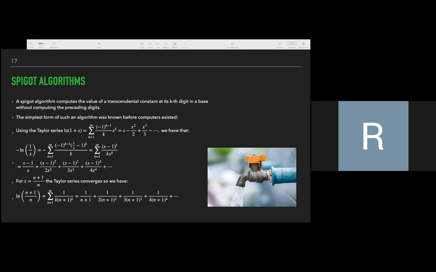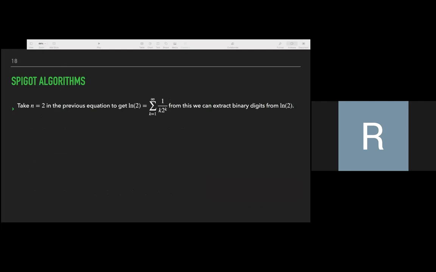ln of (n plus 1) over n equals the sum. And you can see that it's a pretty interesting sum, because the n plus 1 is constant on each term. It's being raised to some power, and this will in fact be the base that we pick. So I'm going to cover the case where I take n equals 1, and that'll give us ln of 2. That's a typo there. But yes, n equals 1 gives us ln of 2 over 1, which is ln of 2. And from this, we can in fact extract binary digits from ln of 2.